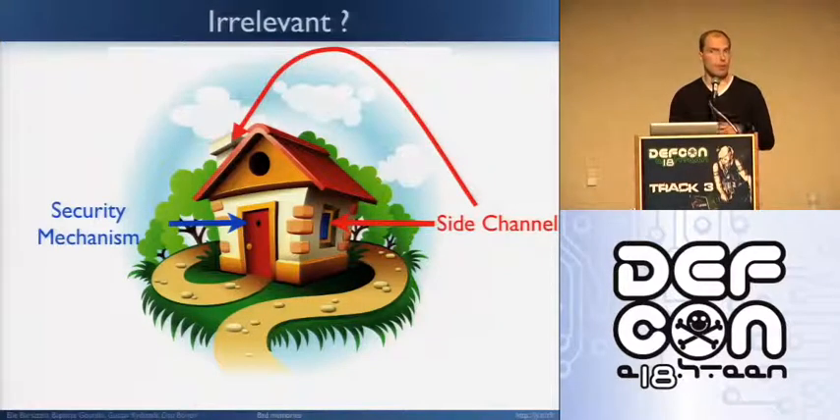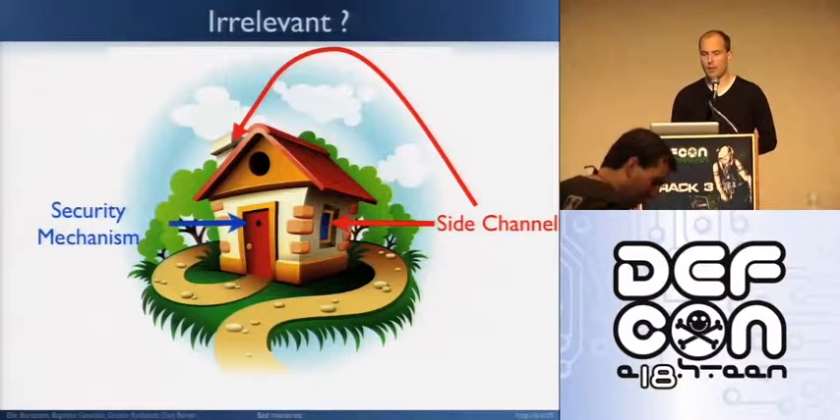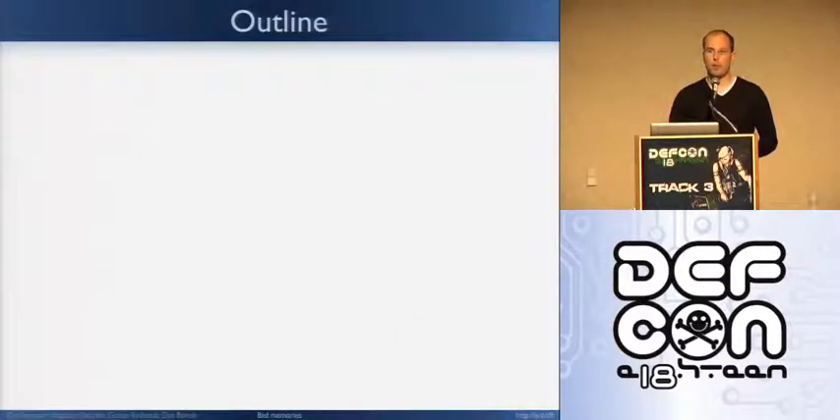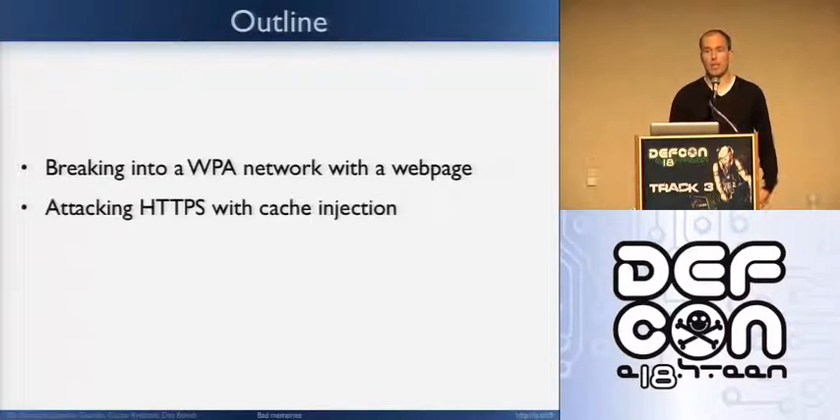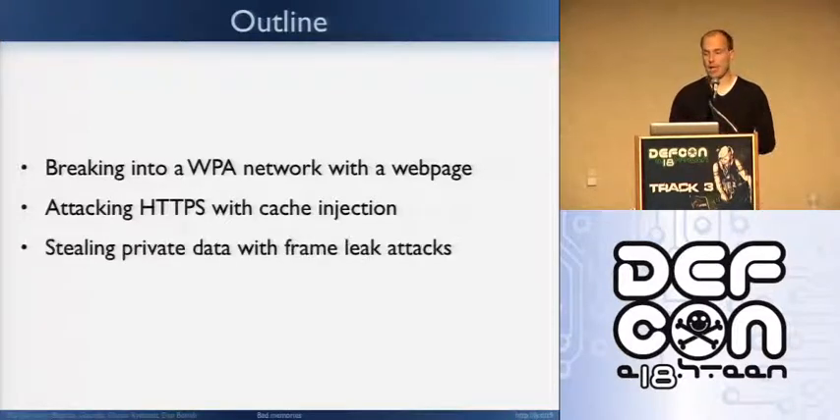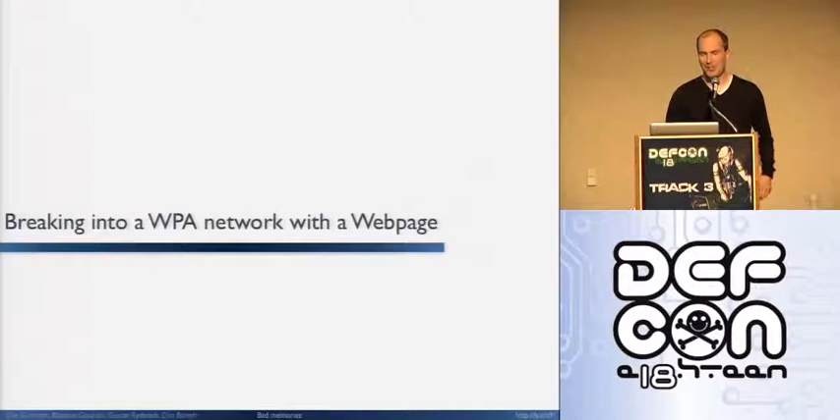Now what we're going to tell you is not about Wonderland, it's about real security. So we have four different stories in this talk. The first one will be how you can actually break into a WPA network from a web page. The second one will be how you can attack HTTPS with cache injection. The third one will be how you can steal private data with what we call a frame-leak attack. And the fourth one will be how to attack this guy, the smartphone, with a new generation of clickjacking.